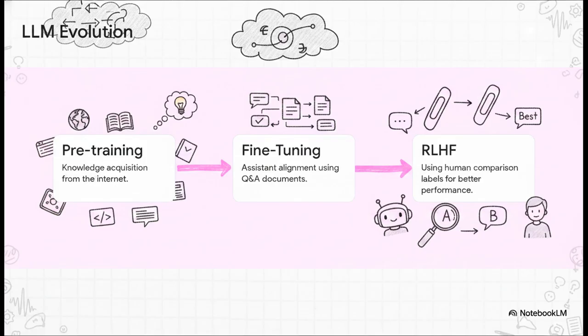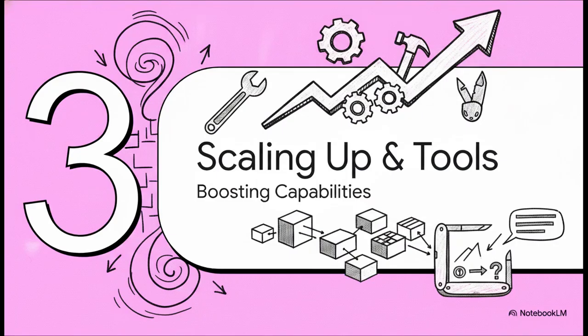Step 1 is pre-training. That's the knowledge acquisition. Step 2 is fine-tuning for assistant alignment. And step 3 is an optional but really powerful phase called RLHF, which uses human comparison labels. Why comparisons, you ask? Well, it's just so much easier for a human labeler to look at, say, a few generated haikus about paper clips and pick the best one, than to sit down and write a perfect haiku entirely from scratch. Section 3. Scaling up and tool use.